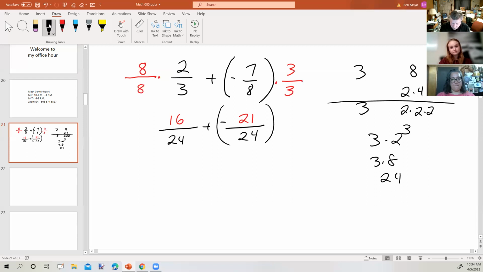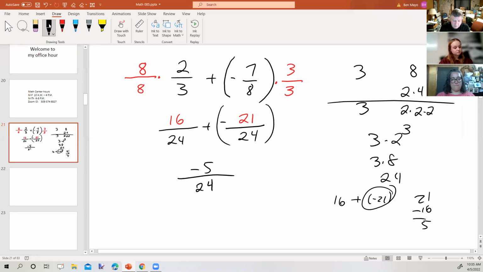So let's see here. We've got 16 plus -21. Well, 16 plus -21, let's see, we would take 21 minus 16, which is 5, but the negative was larger. So this would give us negative, or I should say more powerful. So this would give us -5 over 24. That won't reduce further, so that would be the final answer.